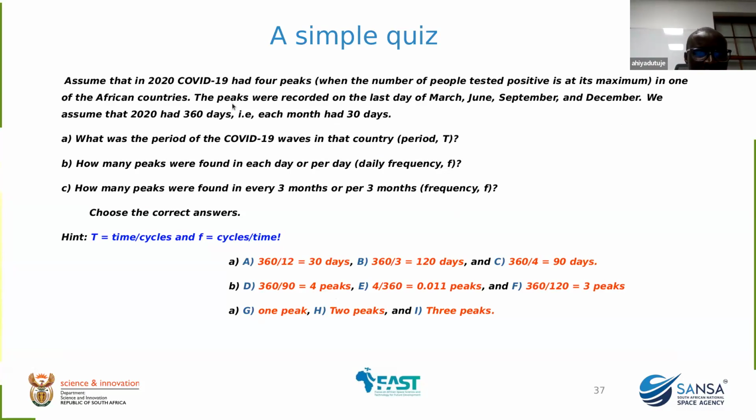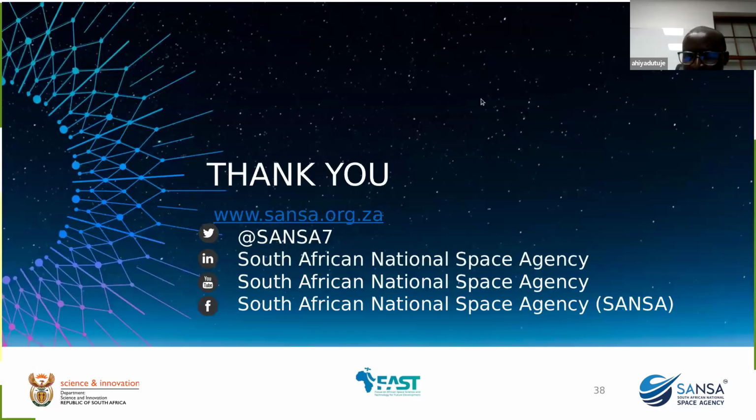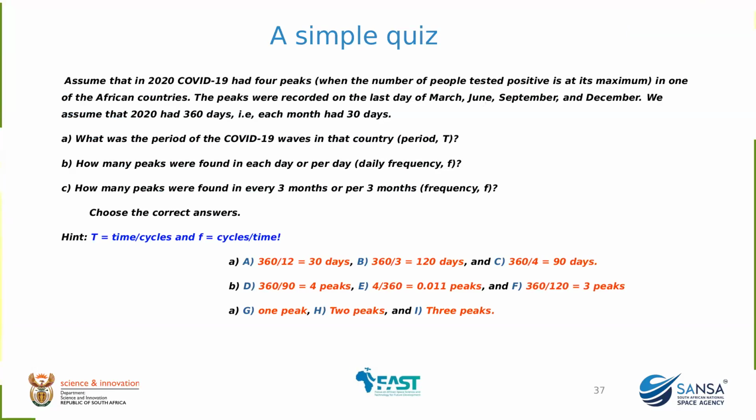So the peaks were recorded on the last day of March, June, and they all have the same days. So each month has 30 days, which means from January to March, how many months do you have? January to March, isn't it 3 months? And from March to June? 3 months. From June to September? 3 months. From September to December? 3 months. Then you have only one peak every 3 months, which is the period.